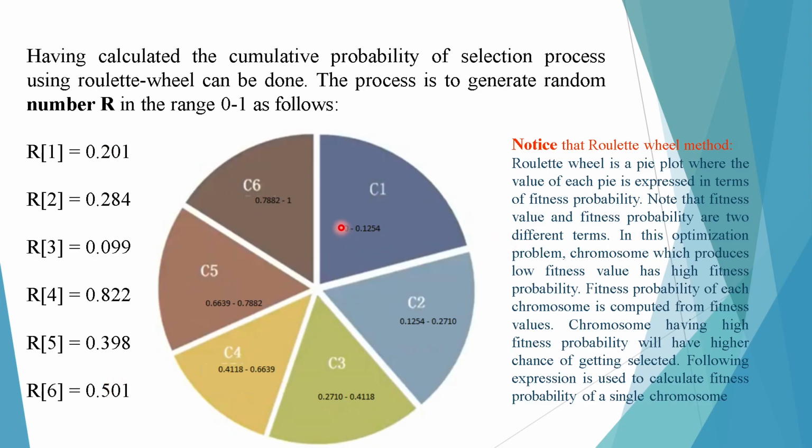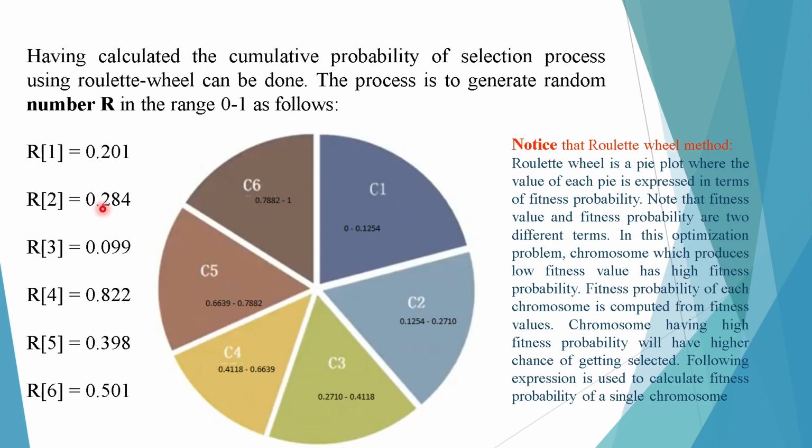Okay, C1 is from 0 until this C1. C2 is from the C1 to the C2 value. C3 is from the C2 to the C3 value. C4 is from the C3 to the C4 value. C5 is from the C4 to C5. C6 is from C5 to C6, cumulative. So add up your roulette wheel, like a pie chart, and the total probability is equal to 1.